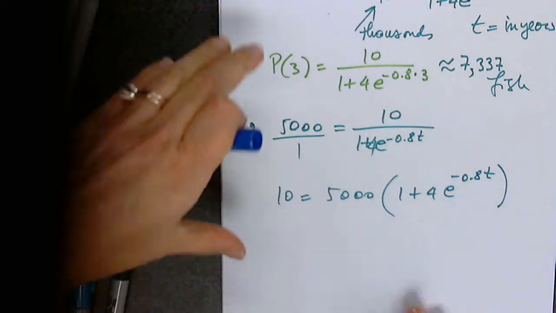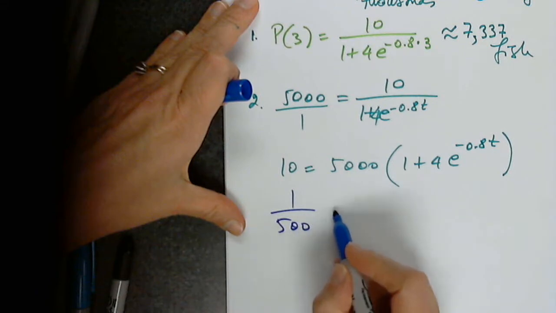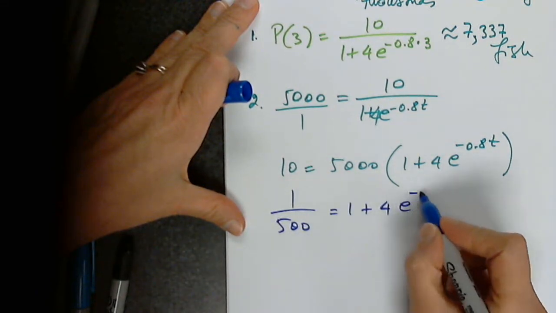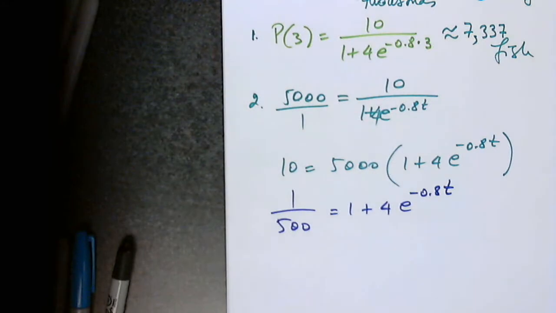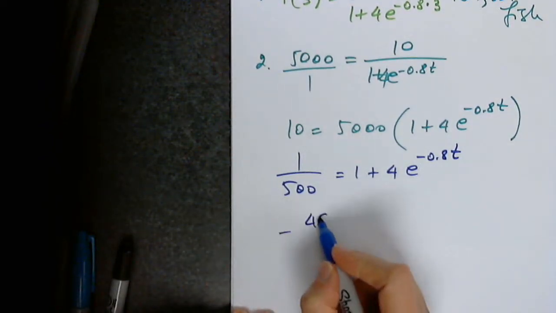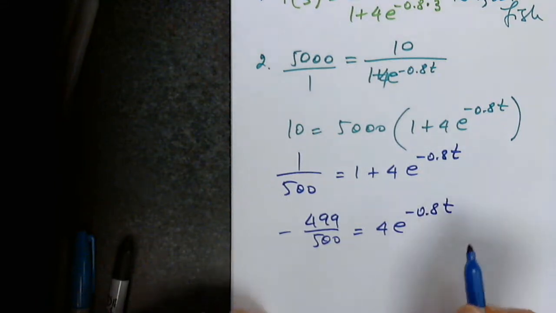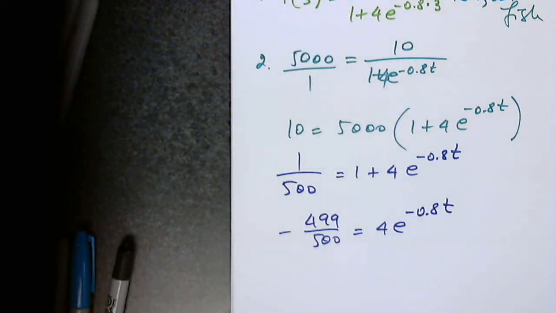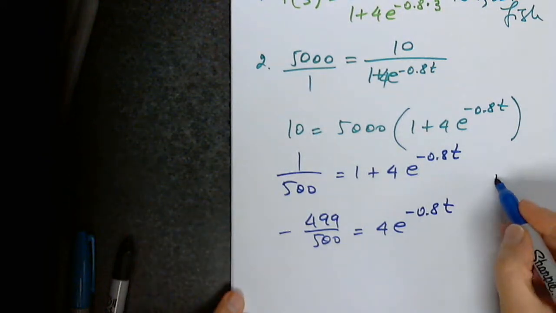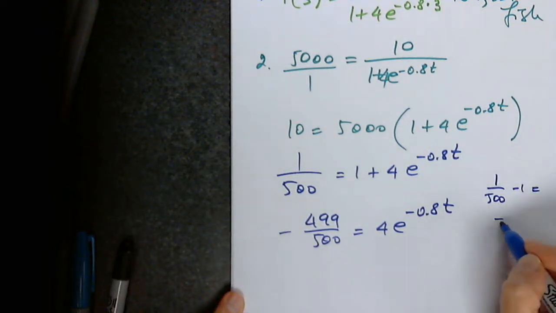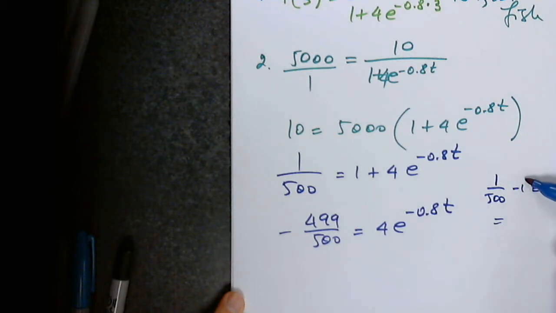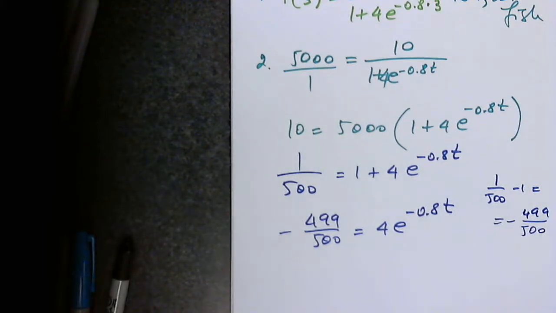Okay, very good. So I have 1 over 500 then. I simplified by 10. It's not cleaned up yet. Yes, very good. So then I have negative 499 over 500 equals 4 e to negative 0.8 t. 1 over 500 minus 1. Let me write on the side. 1 over 500 minus 1 is 1 over 500 minus 500 over 500, which will give us negative 499 over 500.